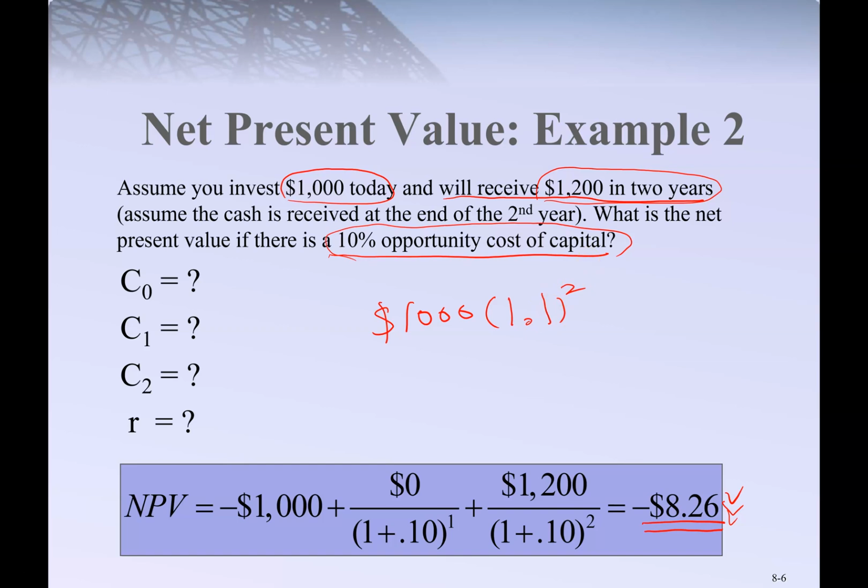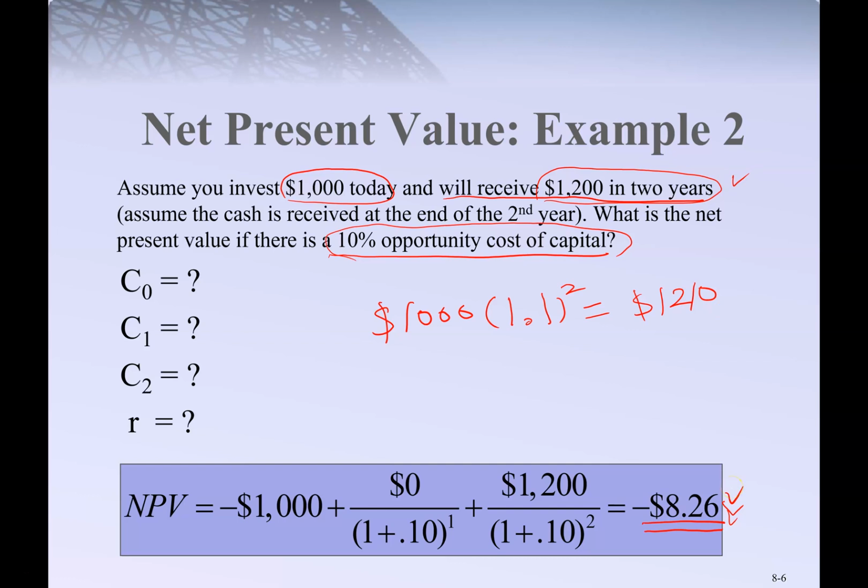So 1.1 squared is 1.21. So you should have $1,210 in 2 years. So investing in an alternative project is better than investing in this specific project. And that's the reason why the net present value of this project is negative.